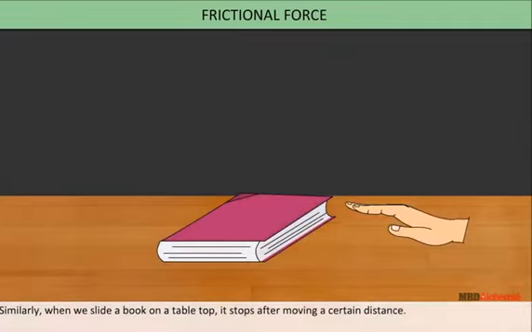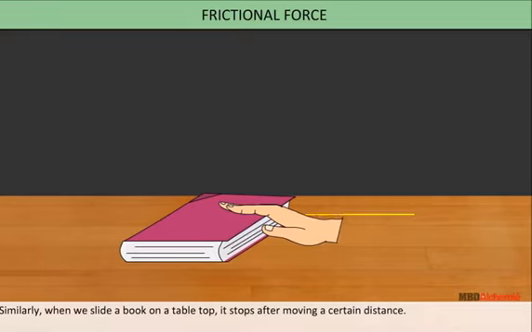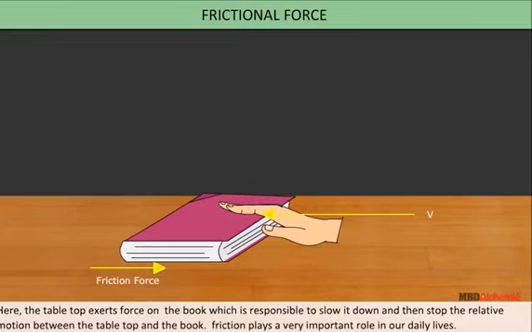Similarly, when we slide a book on a tabletop, it stops after moving a certain distance. Here, the tabletop exerts force on the book which is responsible to slow it down and then stop the relative motion between the tabletop and the book.